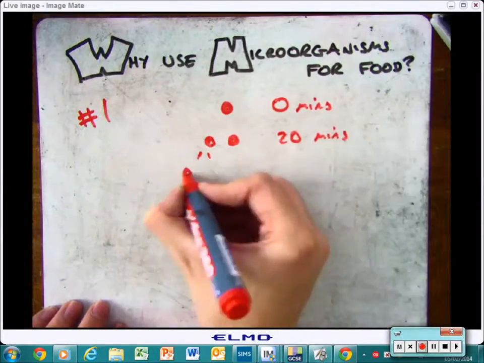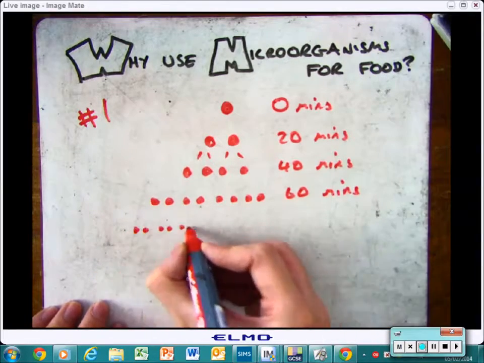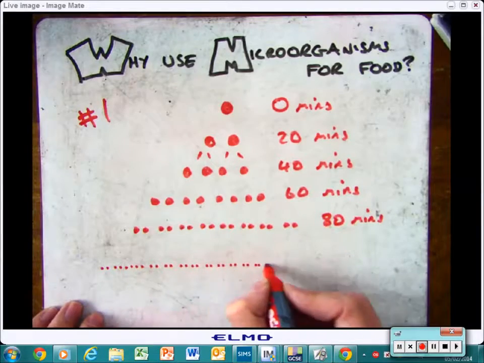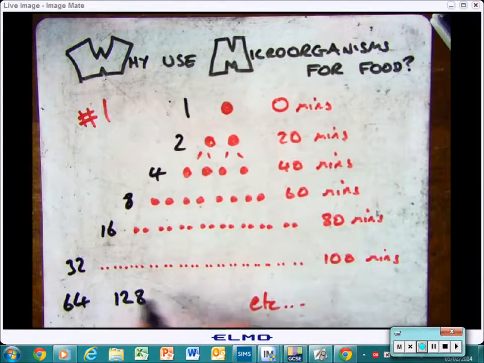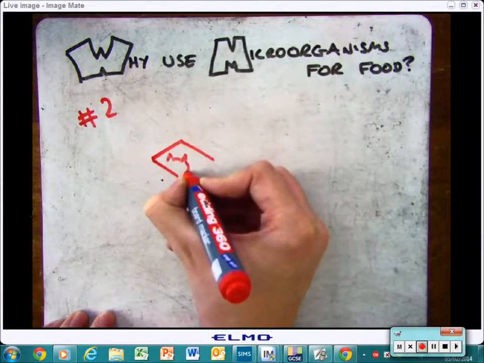There are a couple of good reasons. The first one is how quickly they grow. Bacteria reproduce every 20 minutes, which means that after a very short amount of time you've got a large amount of the bacteria grown, which when you compare this to the speed at which animals and plants grow, it has a much faster rate.